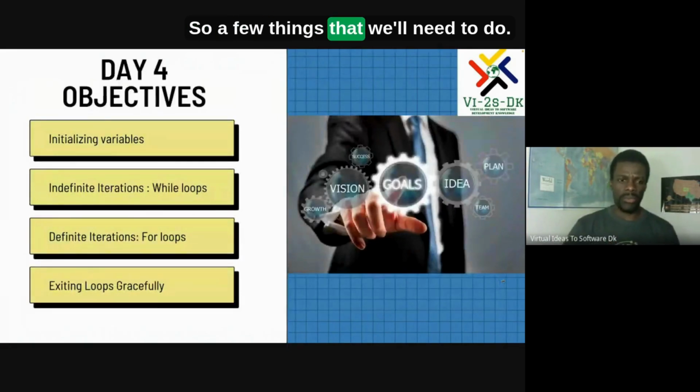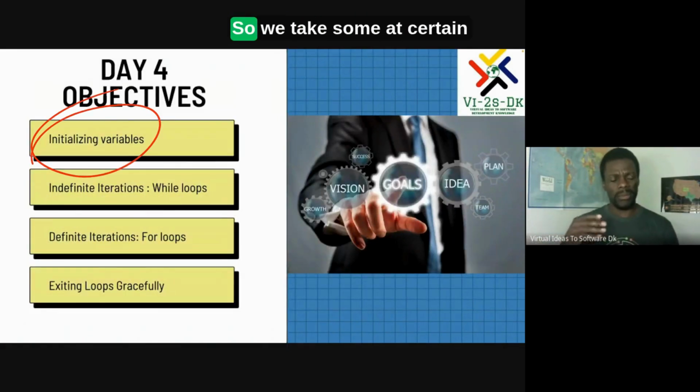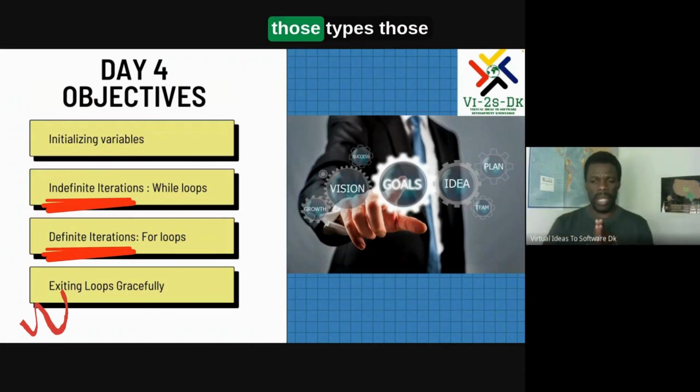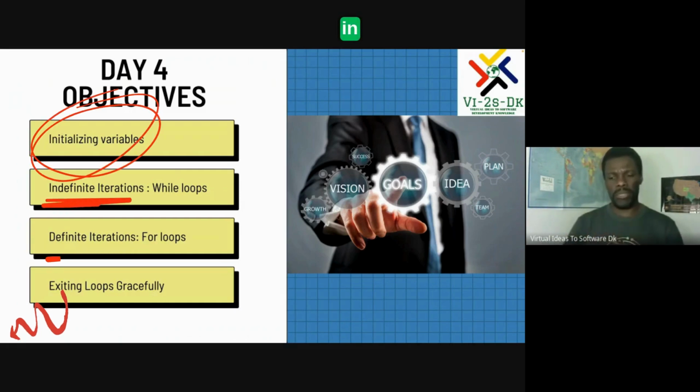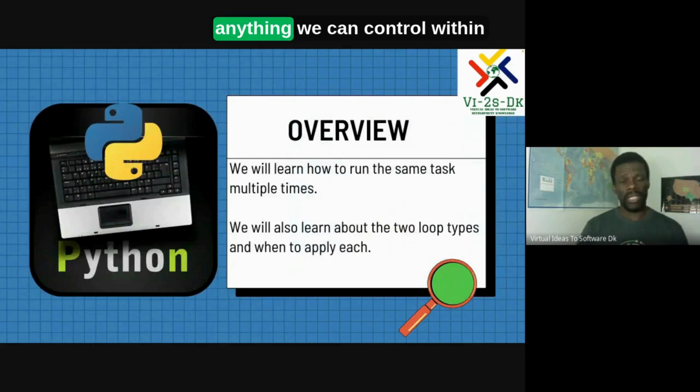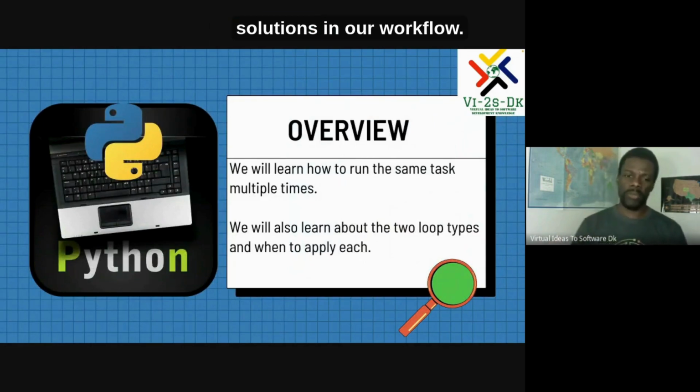So a few things that we need to do. We'll go back and talk about variables a little bit. We'll look at iterations that are indefinite, and then we'll look at iterations that are definite. And we'll see how we can exit out of an iteration if we meet a certain condition. All in all, we'll learn how to run the same task multiple times, and we'll also learn two different types of loops and when we can apply them.